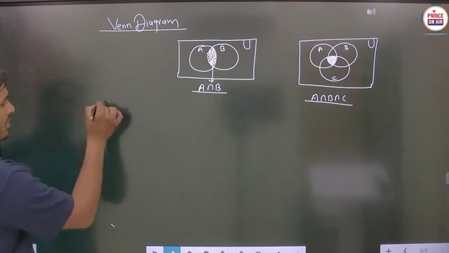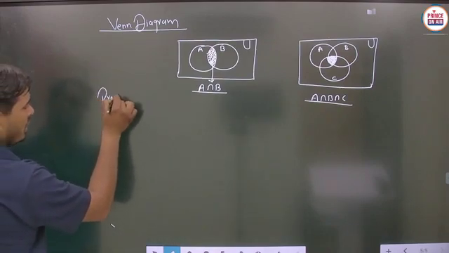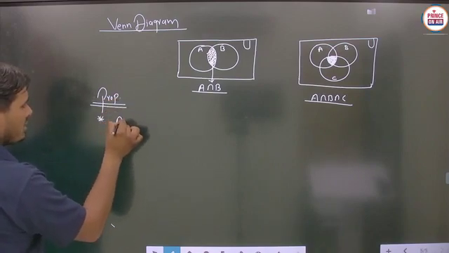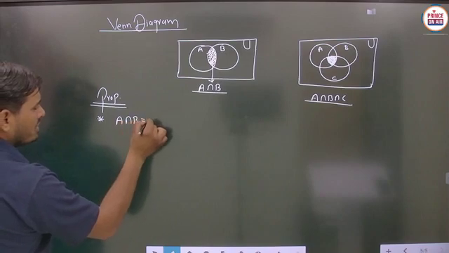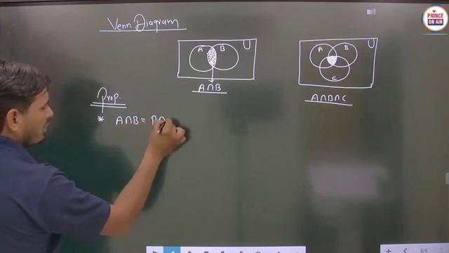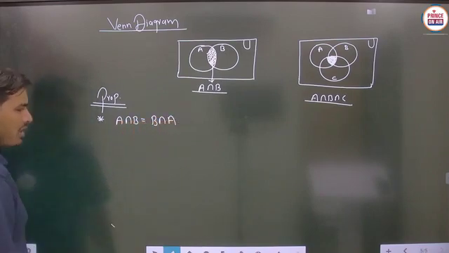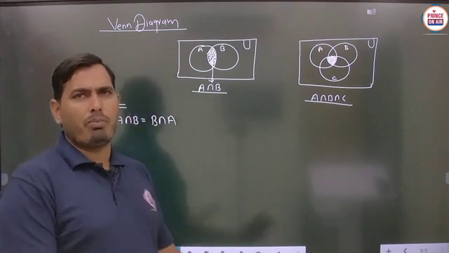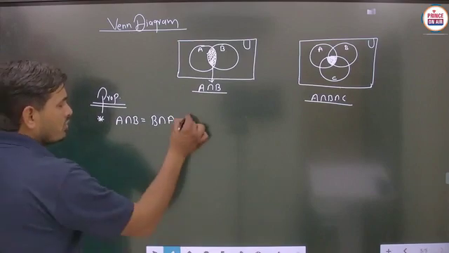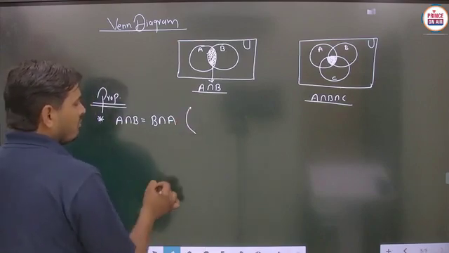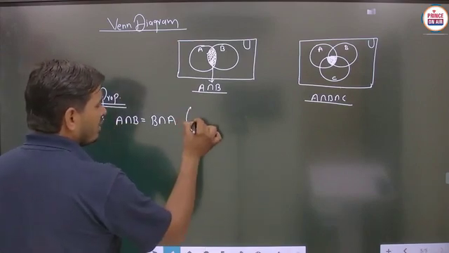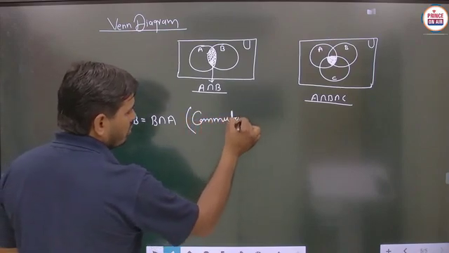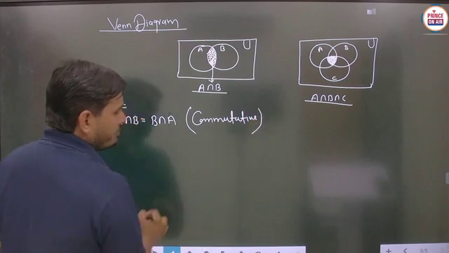Now, some basic properties. We have to see some basic properties of intersection. A intersection B will always be the same as B intersection A. Means if we are taking A intersection B and B intersection A, there should be no particular difference between both. So here you can say that A intersection B equals B intersection A. So it is said to be commutative.